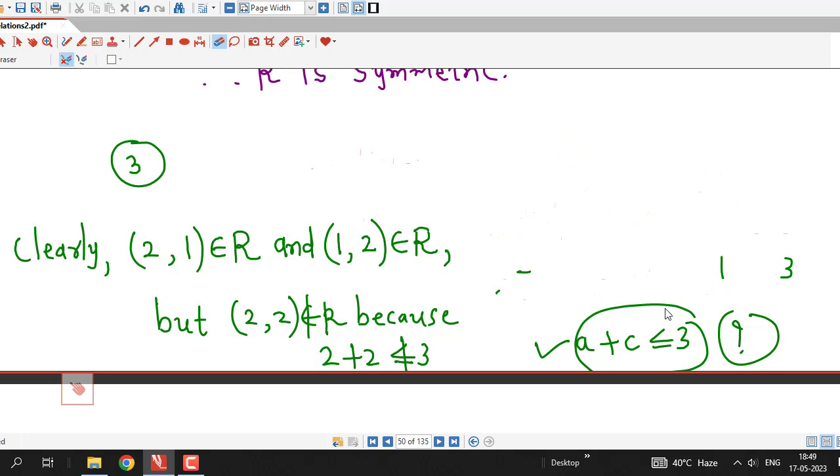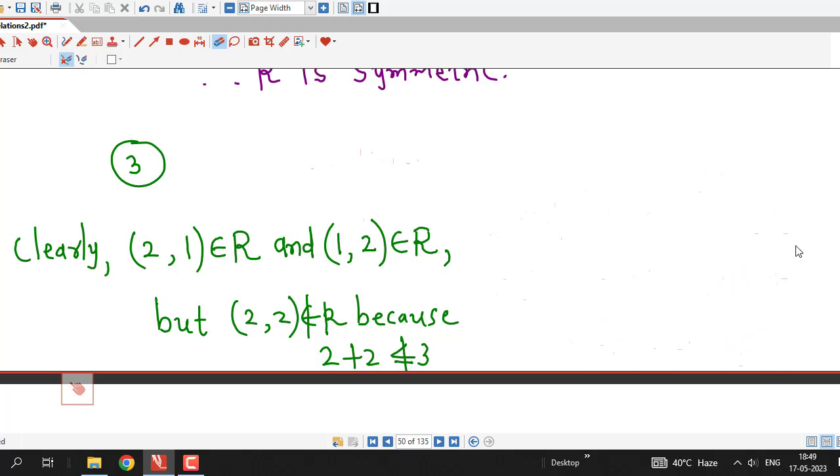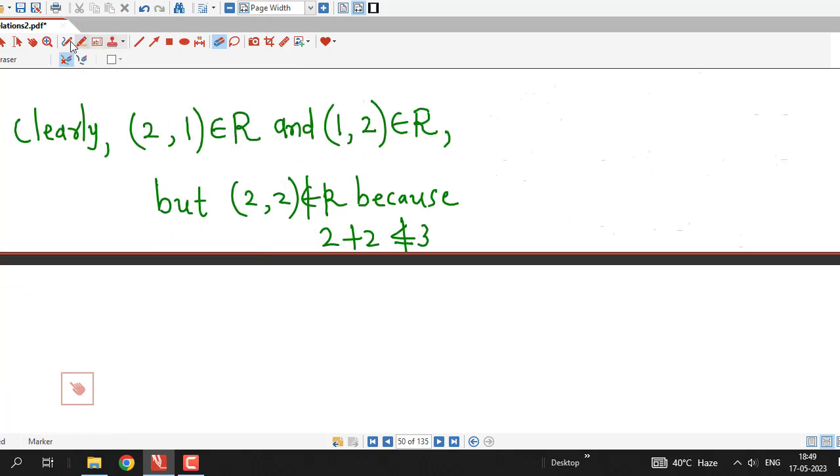So whenever your relation is not satisfying a particular property, you have to give a counter example, and here we have obtained this counter example. So this means relation R is not transitive.